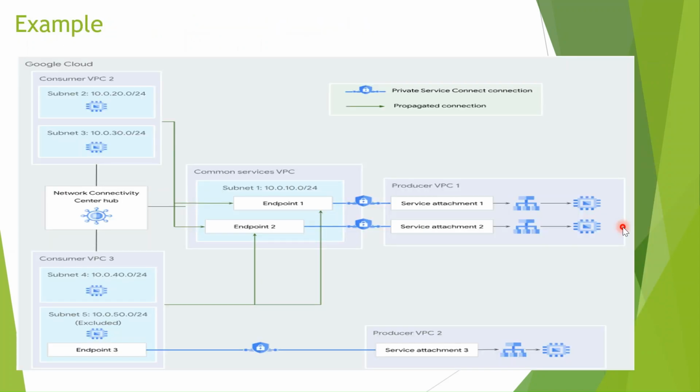Now, with the help of connection propagation, what will happen? We will use NCC, Network Connectivity Center. When you create an NCC hub, there is an option to enable it. If you enable it, then only this whole setup will work. If you don't, it will not work. Suppose this is my common services VPC, which is using Private Service Connect, and this is my producer VPC.